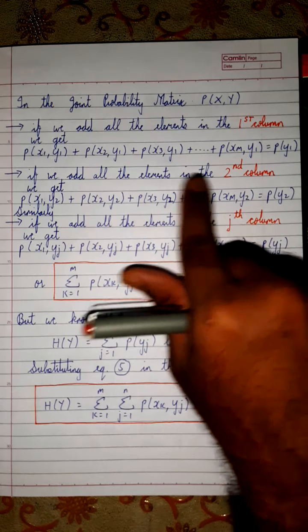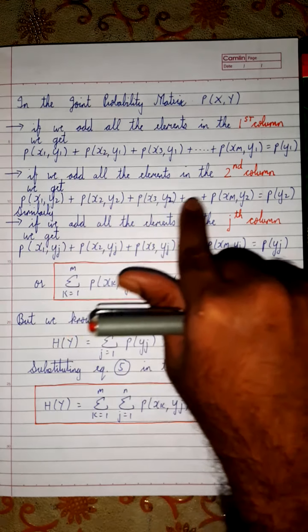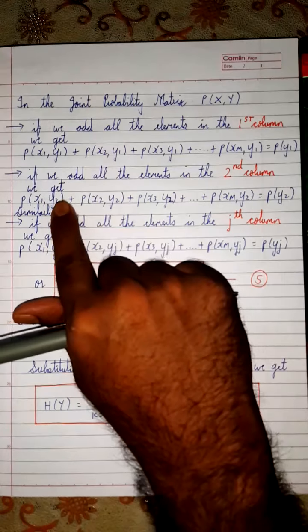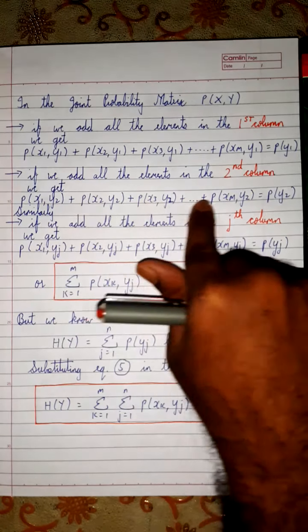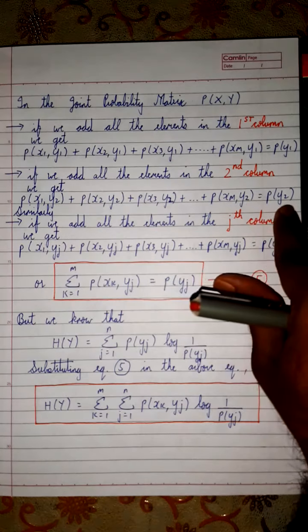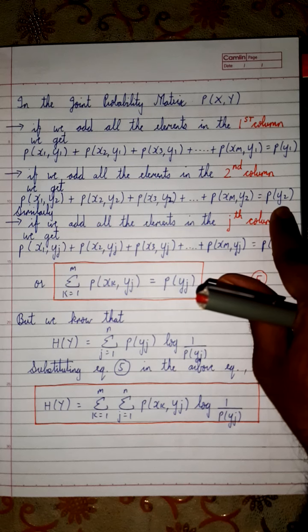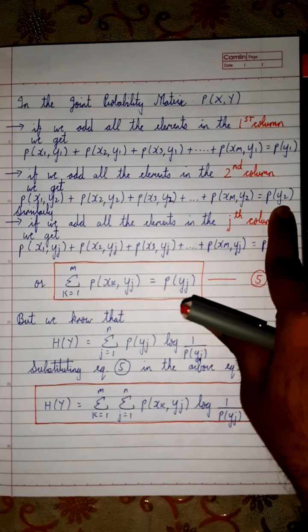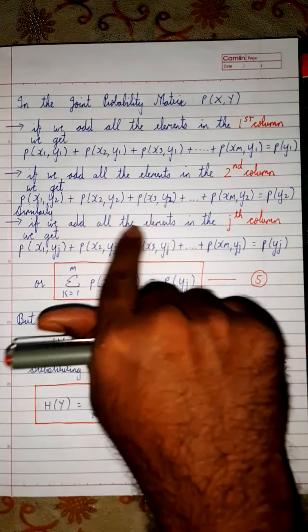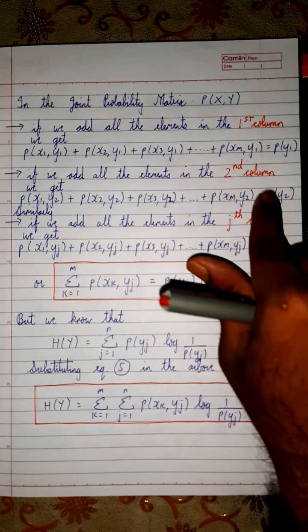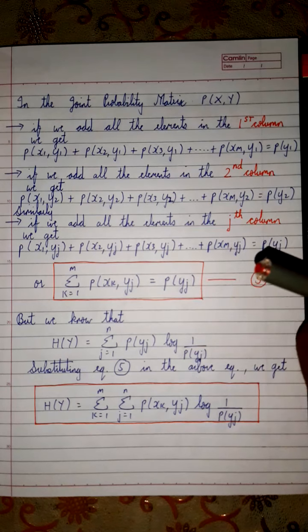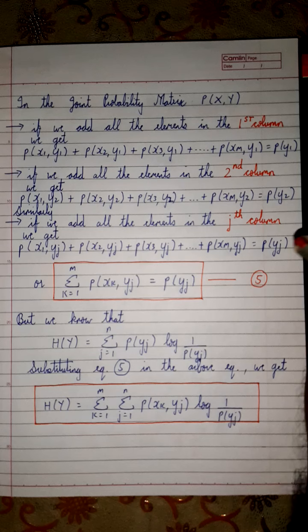So surely one of the x symbols will be transmitted and y2 is definitely received. That's what this means. So if we add all this, we'll definitely get the probability that y2 is received, right? And similarly, this is for the first column, second column. Now if I generalize it, if I take any column, let it be j.